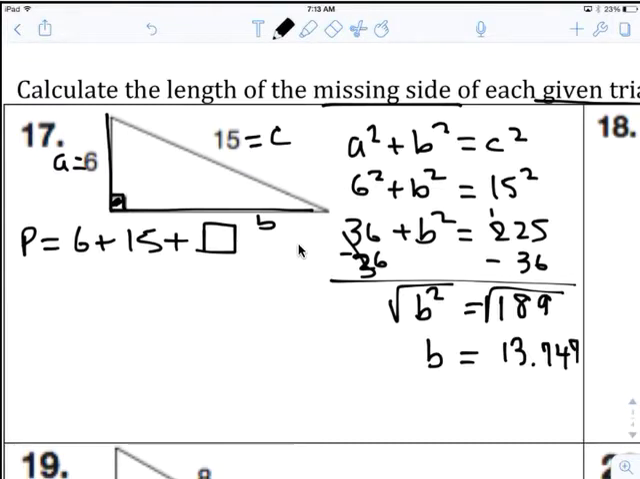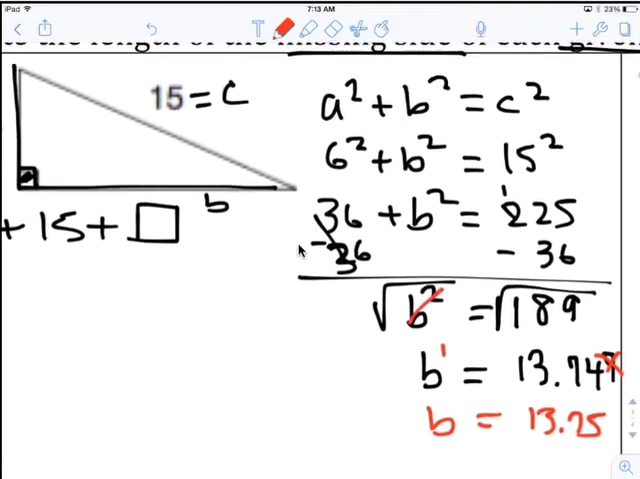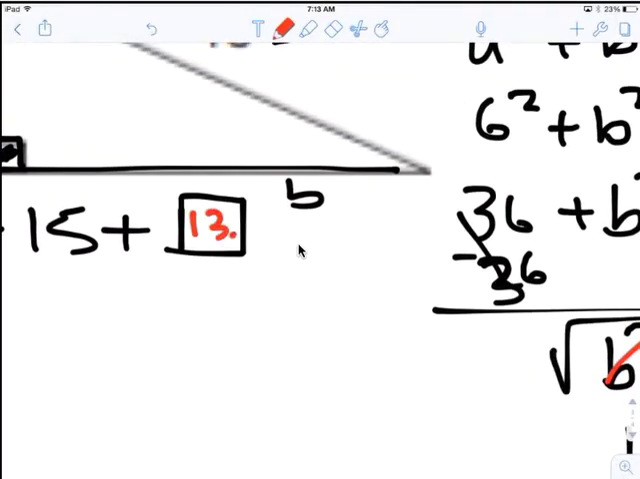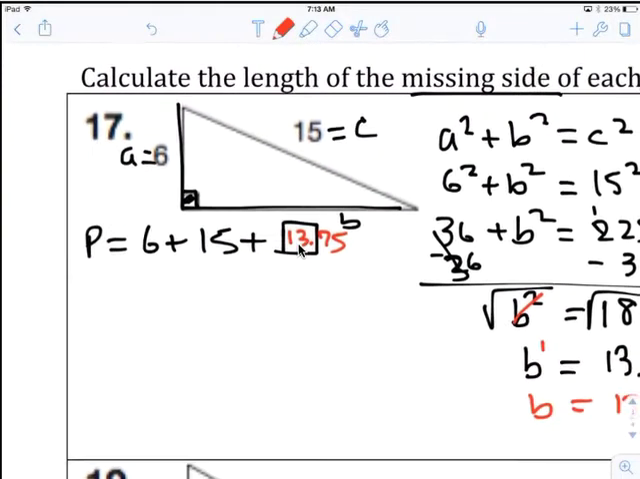747. Because that last number here is a 7, that becomes 13.75. That's B. Now, the square root of B squared is B to the first, or just B, right? So this is 13.75. You add them all up, you get perimeter.